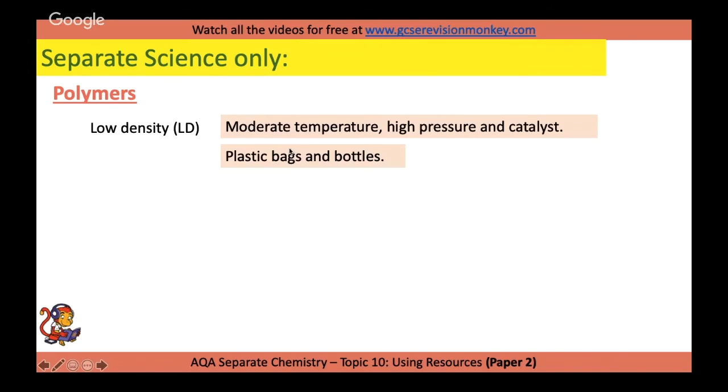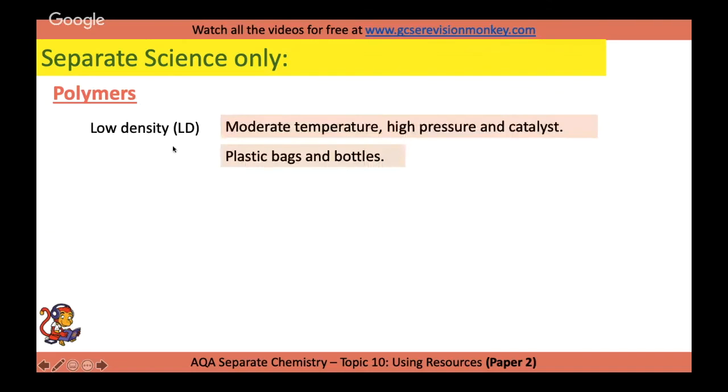Looking at polymers then. Polymers, we're talking about plastics. Okay, so we've got low density polymers. The conditions which the polymers are made in, we said before that when we're making polymers, we need pressure and a catalyst and a little bit of heat as well. And the temperature and pressure and the catalyst that we use will determine whether we make a low density polymer or a high density polymer.